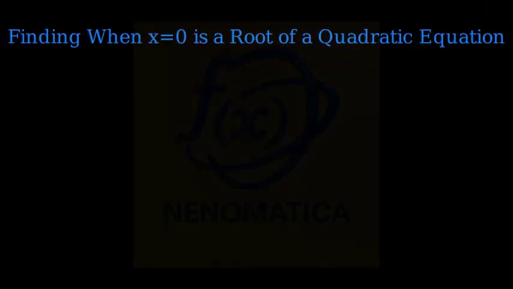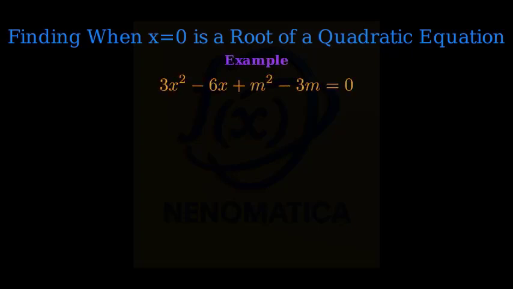Today, we'll explore the conditions for a quadratic equation to have x equals 0 as one of its roots. Let's start with our example. We want to find the values of m that make x equals 0 a root of the quadratic equation 3x squared minus 6x plus m squared minus 3m equals 0.